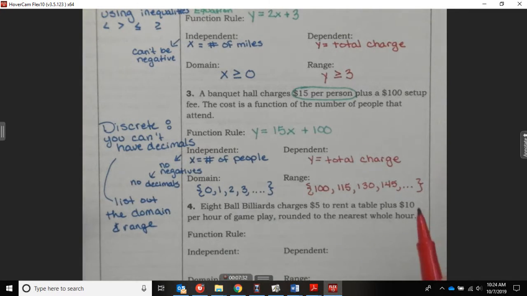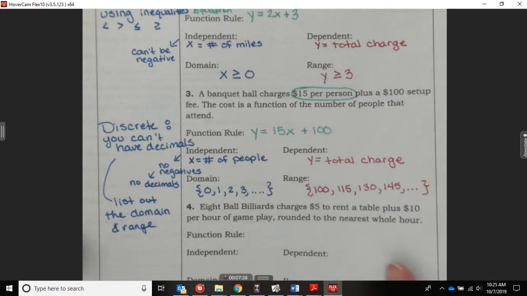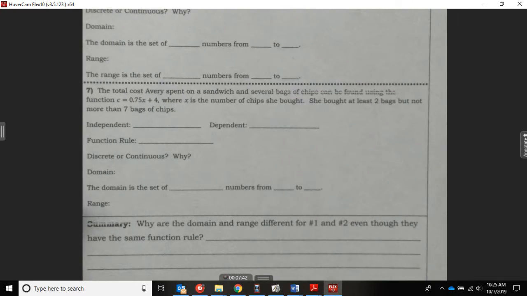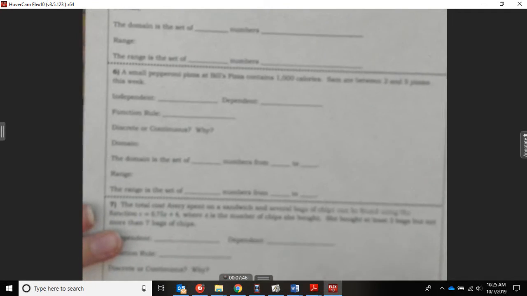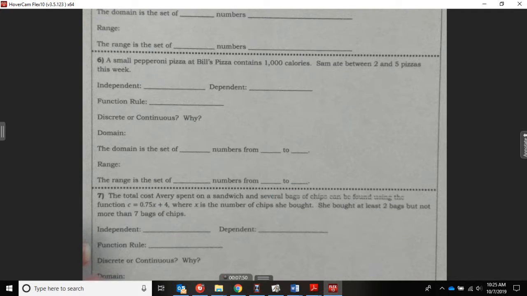But this uses what we learned last week about function notation. All right, I'm going to skip number 4. And we're going to go on to actually number 6. Okay, number 6. A small pepperoni pizza at Bill's Pizza contains 1,000 calories. Sam ate between 2 and 5 pizzas this week.